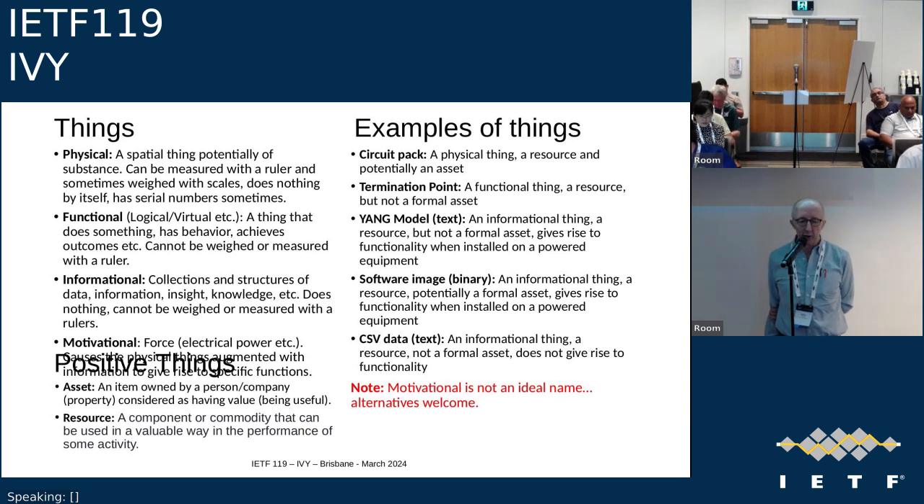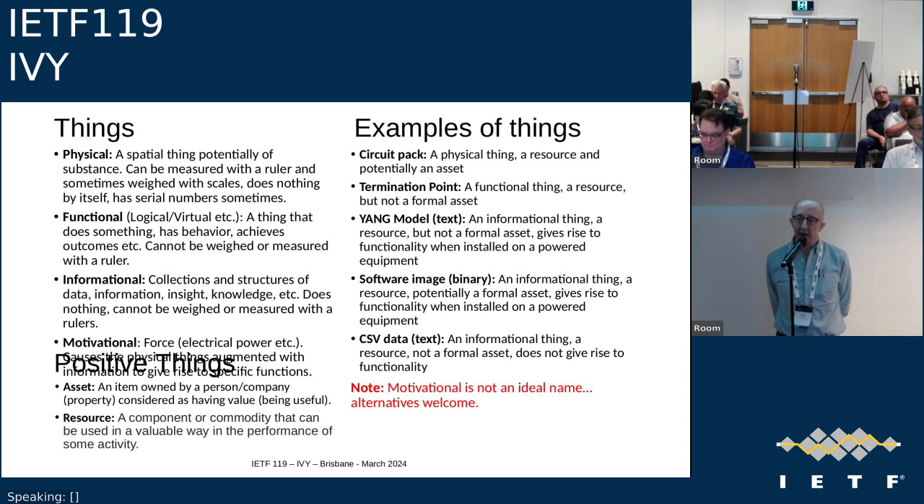And then motivational, with the words "positive things" written on it in the wrong place. Motivational things are something that drives the behavior essentially, so it's power. So if I get a physical thing, I augment it with information, I then power it, out pops functionality. So that's the way those things relate. And it seemed important and helpful to divide the problem space up in that way to help us identify some boundary.